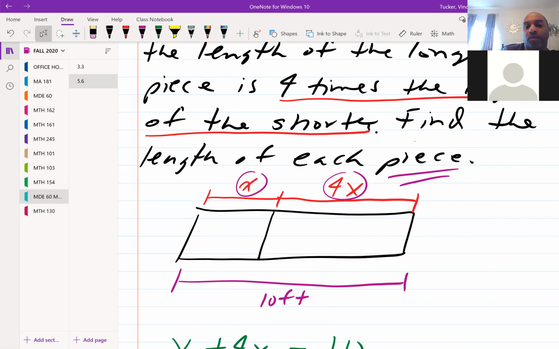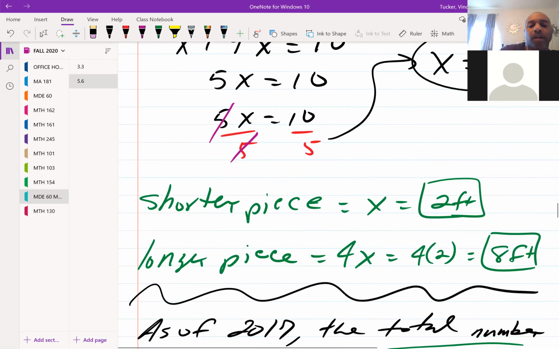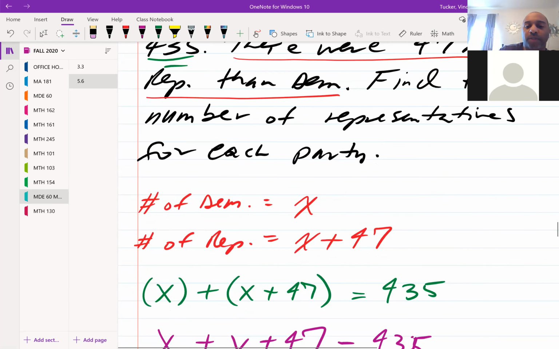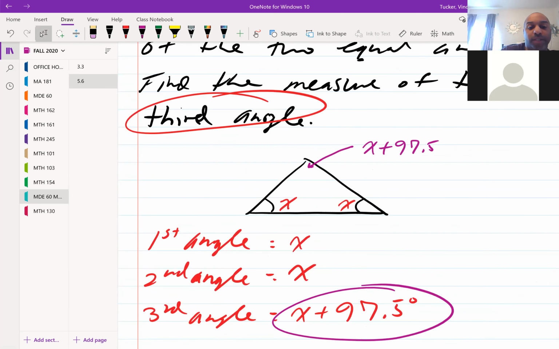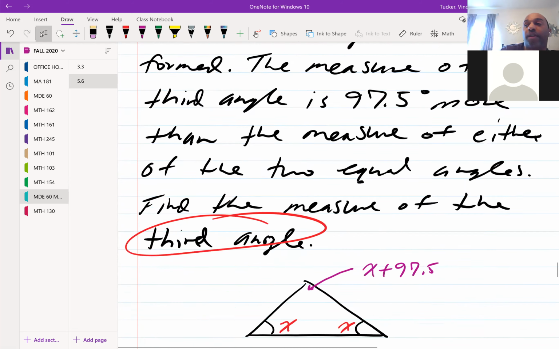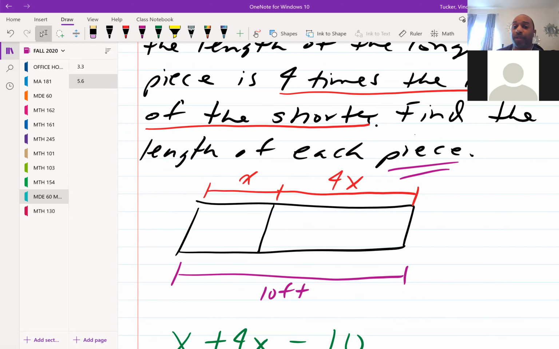Because I just want to make sure you're okay with the setup, because this is the foundation of our equation. Just like in this problem, notice we're only using one variable, X. In all of them, we only use one variable, even with these angles, see X plus 97.5. What you don't want to do is call the shorter piece X and then call the longer piece Y, because then you have to introduce more equations in order to solve. So all of them are going to be X or written in terms of X.